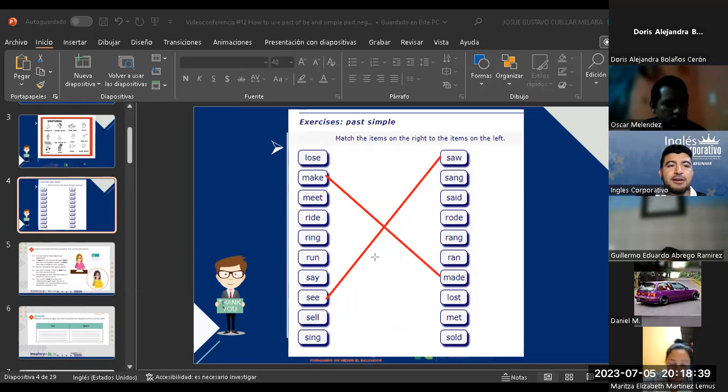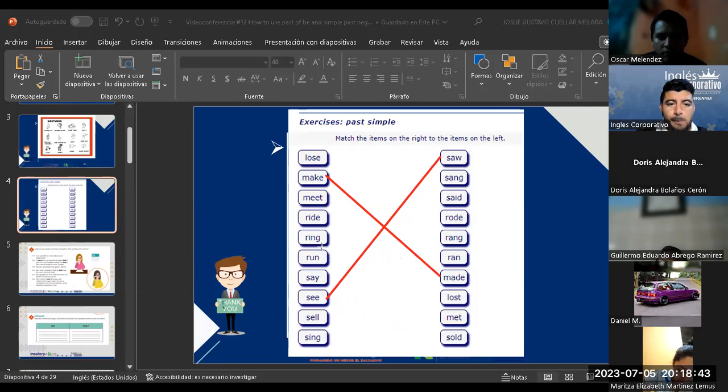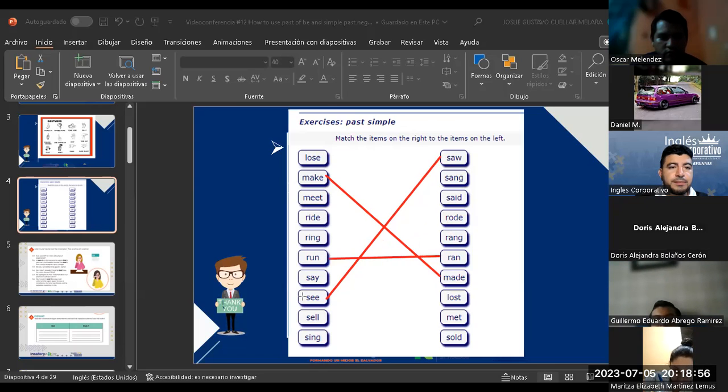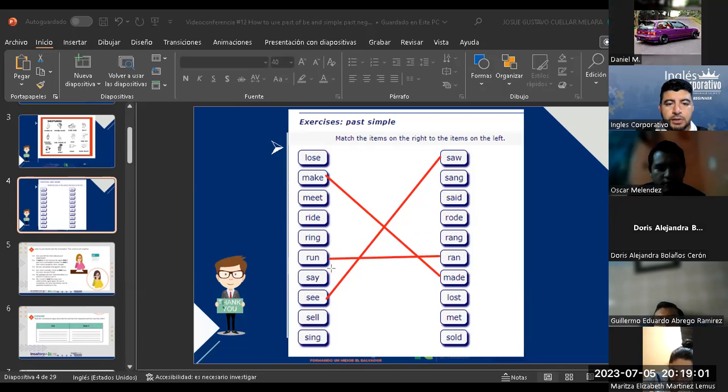Make, made. Alejandra and Oscar. Run, ran. Yeah, it's like this. Okay, Oscar, your turn. And then Daniel. Sing, sang. Good. Okay, here is sing, sang. Very nice. Daniel, please. And then Gustavo.